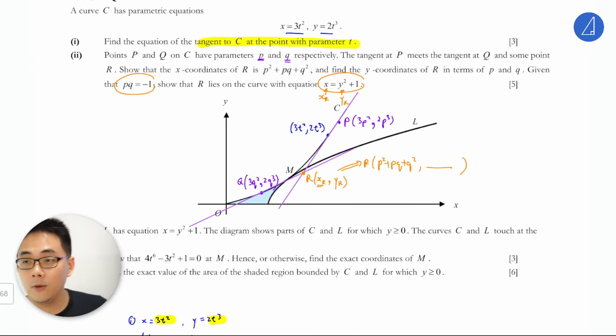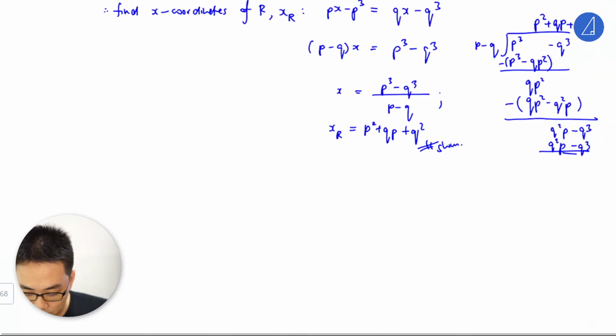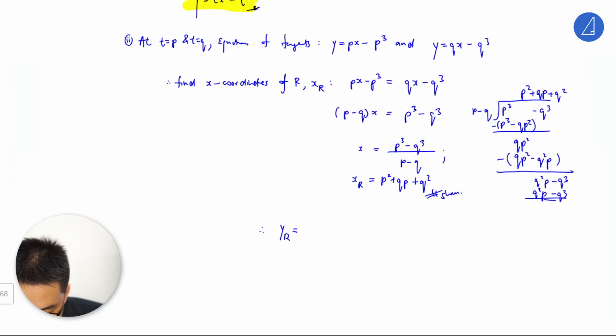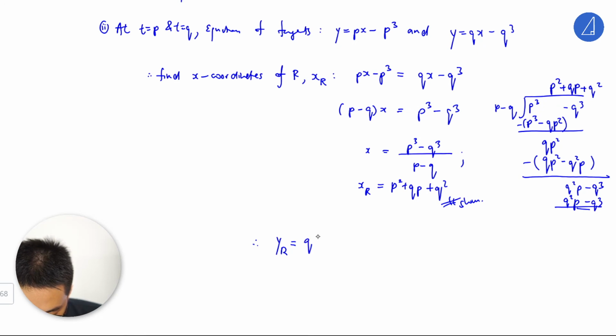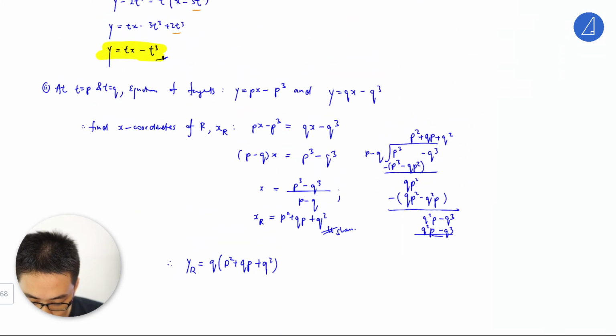Of course, if you do not want the substitution way, I reckon there will probably be another way to do it. But I'll just show you. Just find YR first. Don't ask any question. Find YR first. So from this case here, hence, YR will just be Q XR, right? QP, Q square. So I substitute it into this equation.